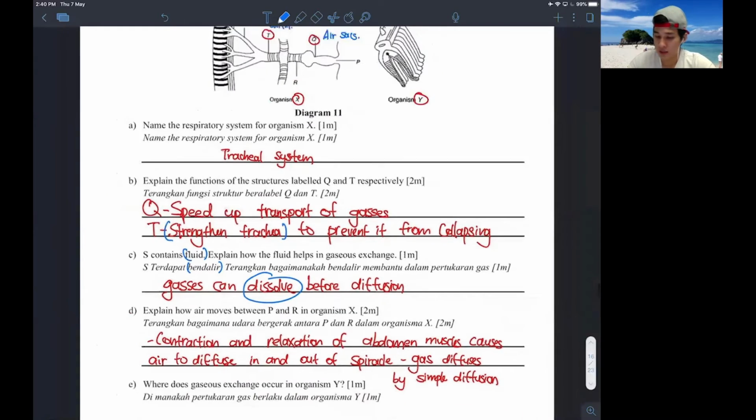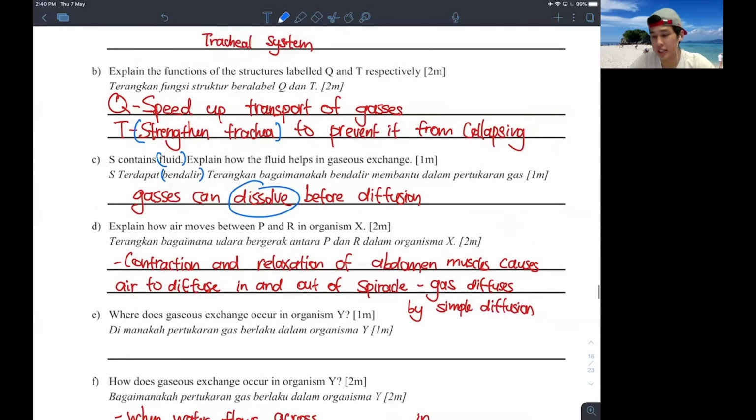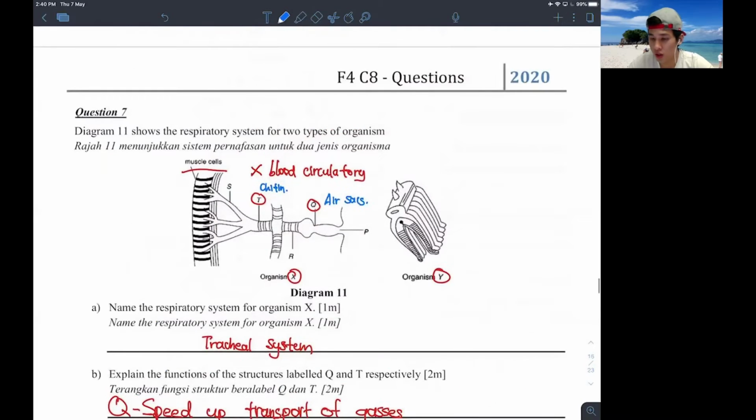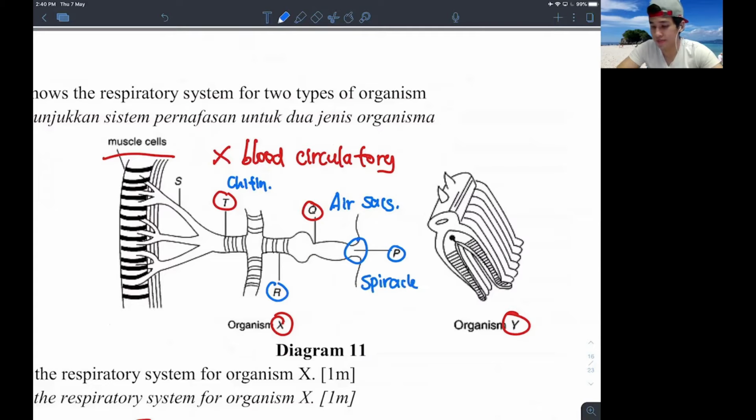Next, D. Explain how air moves between P and R in organism X. Let's try to identify what P and R are first. Anyone? What is P? P is the opening, the hole for air to come into the insect's body. Yes, it is called the spiracle. And R after the spiracle is, as I mentioned, the rings surrounding the trachea.